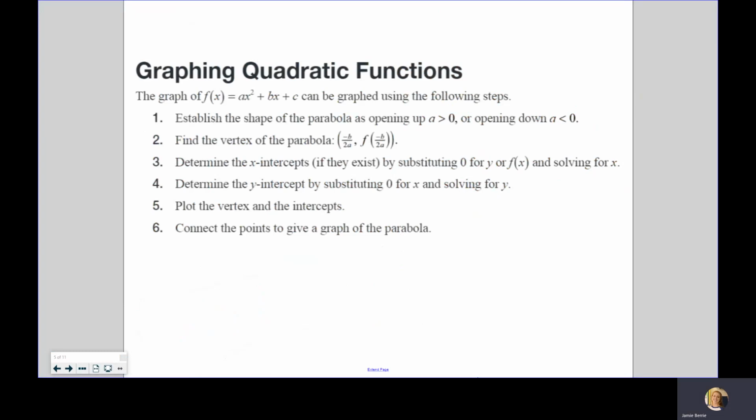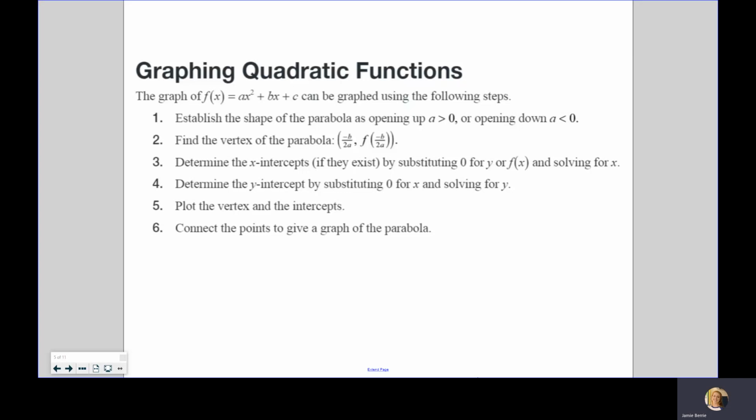All right, so take a minute, pause the video, and write these steps down. This is something that you may want to put on your index card. It says the graph of f of x equals ax squared plus bx plus c can be graphed using the following steps. So step 1 is to establish the shape of the parabola. Is it going to open up? Is it going to be concave up, or is it going to be concave down? And again, we can determine that by just looking at the value of a. If a is positive, the graph is going to be concave up. If the value of a is negative, the graph is going to be concave down.